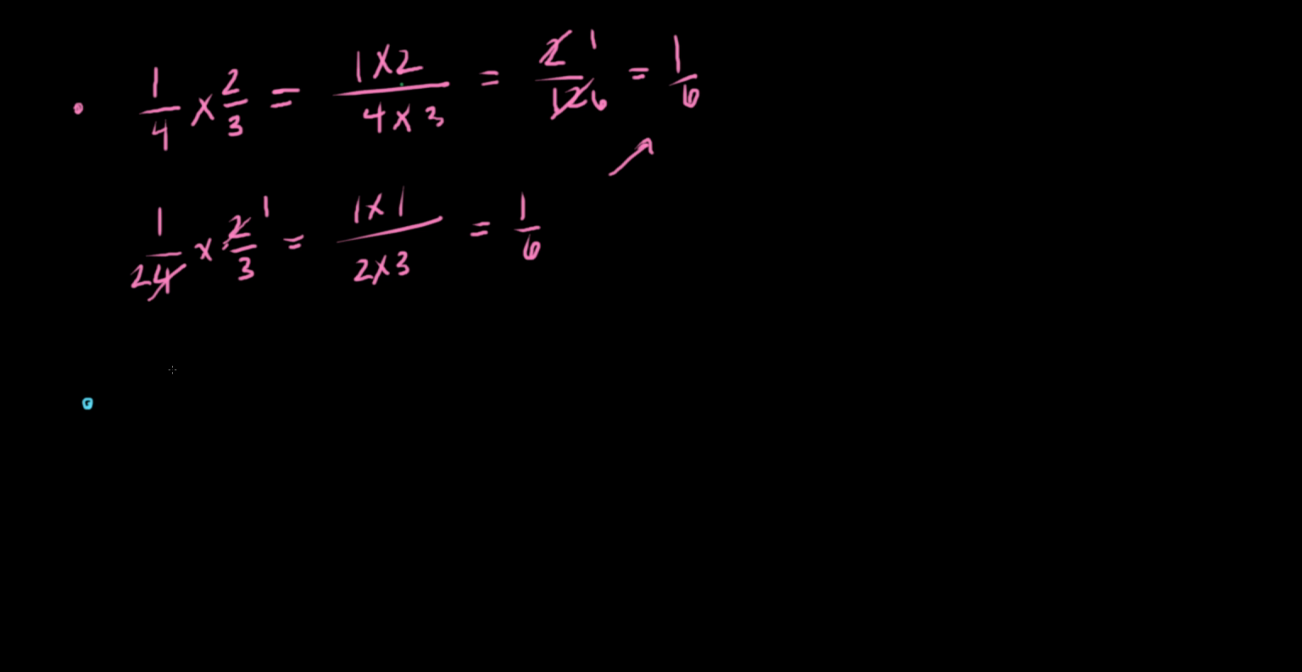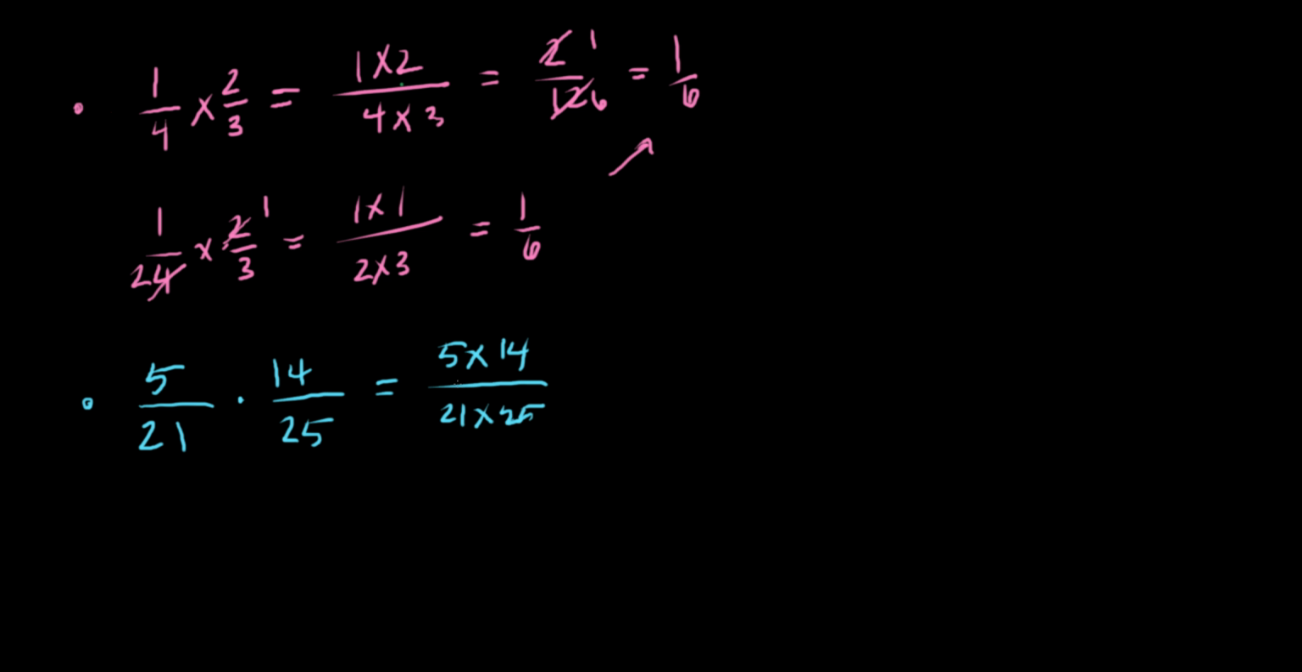So what if I had 5 over 21 multiplied by 14 over 25? How about that? Okay, well, if I didn't try to cross-cancel, let's see what we would get. On top, we'd have 5 times 14. And on bottom, we have 21 times 25.